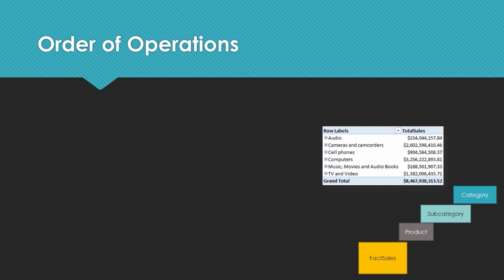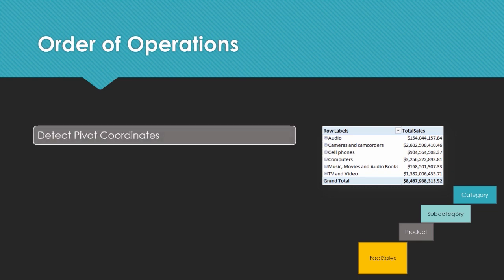I'm going to use the visual aids that are on the right-hand side of this slide to demonstrate the order of operations. But remember, even though I'm using a pivot table here, all of these principles go for any visual that you'll use. Our very first item in our order of operations is detecting the pivot coordinates. Now remember, I am using a pivot table, so I'm talking about pivot coordinates, but that would also be true for any other type of visual that you'll use. Let's explain what we mean by coordinates.